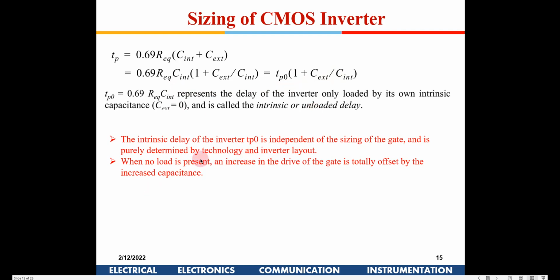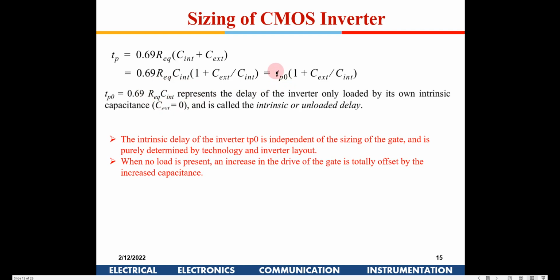How independent of W? That's what. Why it is independent of W is, see, this is 0.69 R equivalent into C intrinsic. C intrinsic is the capacitance of the inverter itself, not the load capacitance. If I increase W, R equivalent will come down and C will proportionately go up. If you see the R equivalent formula, W is in the denominator, and in C intrinsic, W is in the numerator. So they cancel each other. That is why it is independent of the transistor sizing also. Is it okay, Pooja? Okay.